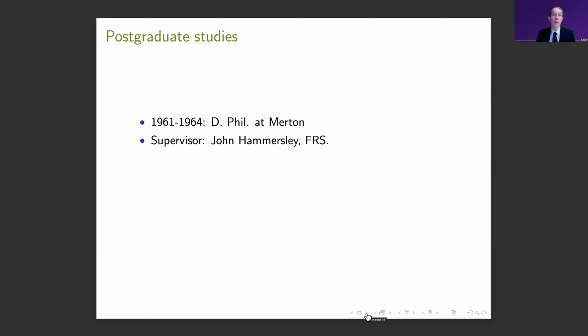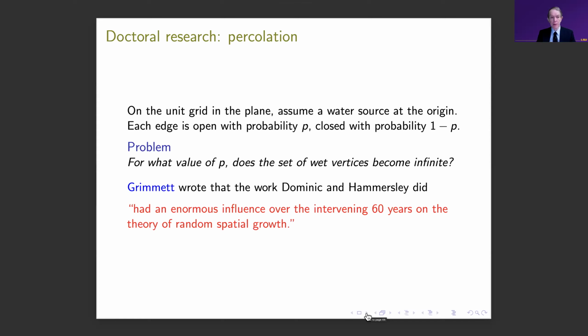But I mentioned Geoffrey Grimmett's name a few moments ago. Grimmett is a Fellow of the Royal Society. He was professor of mathematical statistics at Cambridge until he retired. He's written that this work that Dominic did with Hammersley had an enormous influence over the intervening 60 years on the theory of random spatial growth.